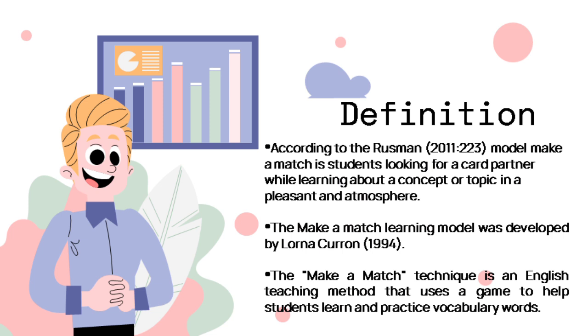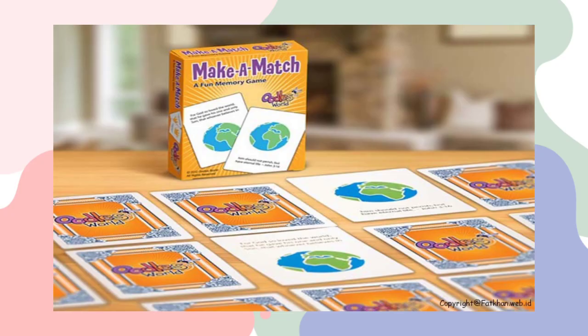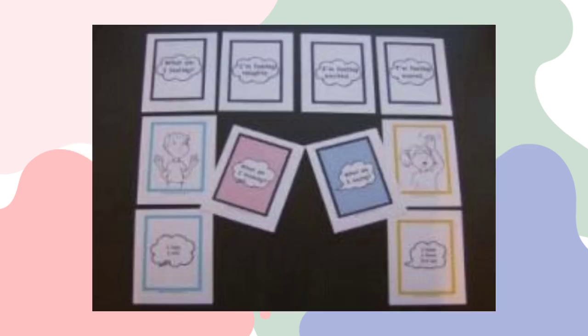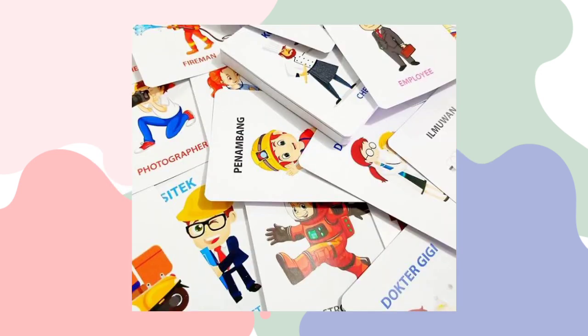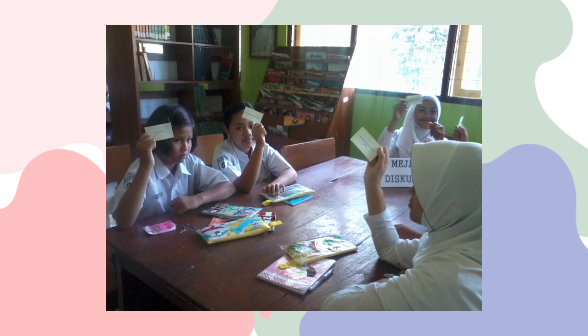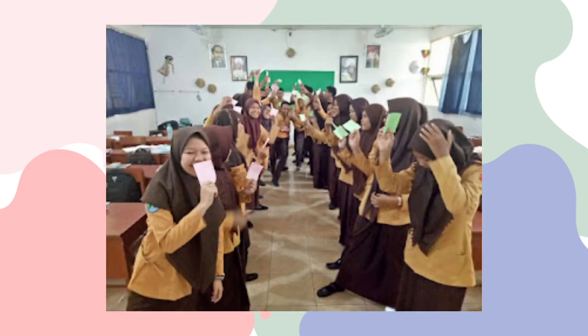The Make a Match technique in English teaching can be used as a game to help students learn and practice vocabulary words. For example, here is how it works. First, you write a list of vocabulary words on one side of a small card or sticky note, and then write the definition or translation on the other side of the card. Shuffle the cards and place them face down on the table or desk, and then have students take turns flipping over two cards at a time and trying to match the vocabulary word with its definition or translation. If the student successfully matches the pair, they get to keep those cards and go again. If the student doesn't make a match, they flip the cards back over and it's the next student's turn.